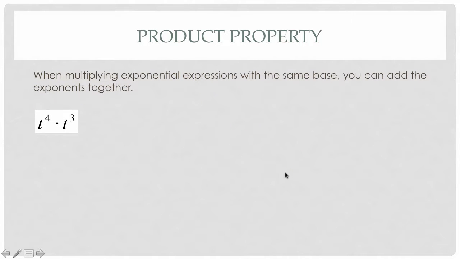Okay, let's start with the product property. When multiplying exponential expressions with the same base, we can add the exponents together. Let's think about this. We have t to the 4th times t to the 3rd. What does that mean? What is that going to end up equaling? Well, t to the 4th means we have 4 t's multiplied, times t to the 3rd. That's 3 more t's. How many t's do we have multiplied together? 1, 2, 3, 4, 5, 6, 7. There are 7 t's all multiplied together.